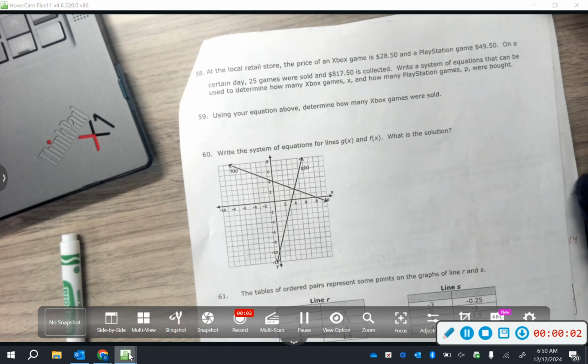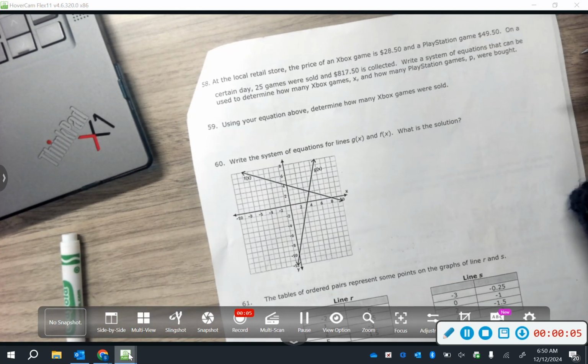Alright, here we go with the last section. I'm on question 58 on our test review.